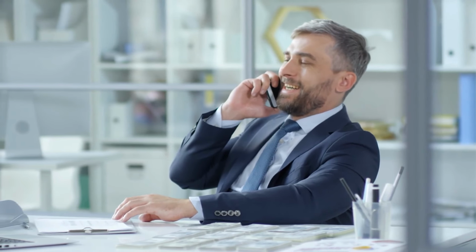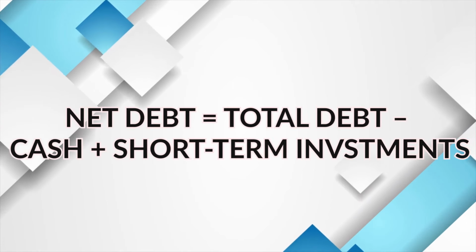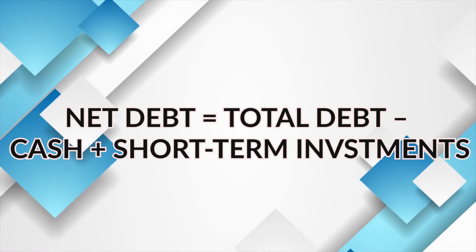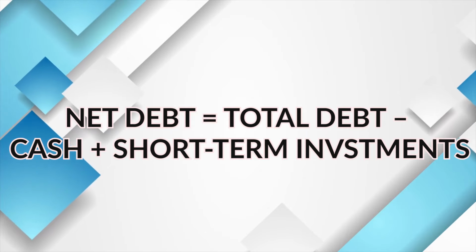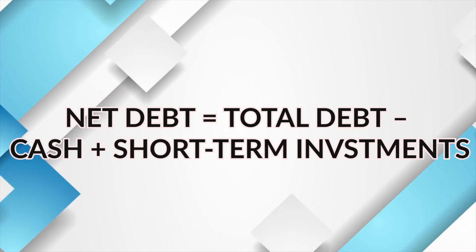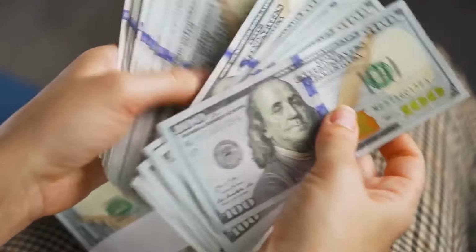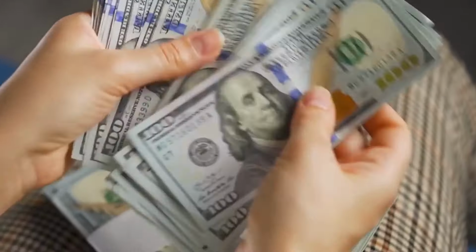A key concept here is net debt, which is calculated as total debt minus cash and cash equivalents and short-term investments. Simply, it tells us how much debt a company has if it uses all its readily available cash to pay down its debt. Alright, ready for some financial wizardry?